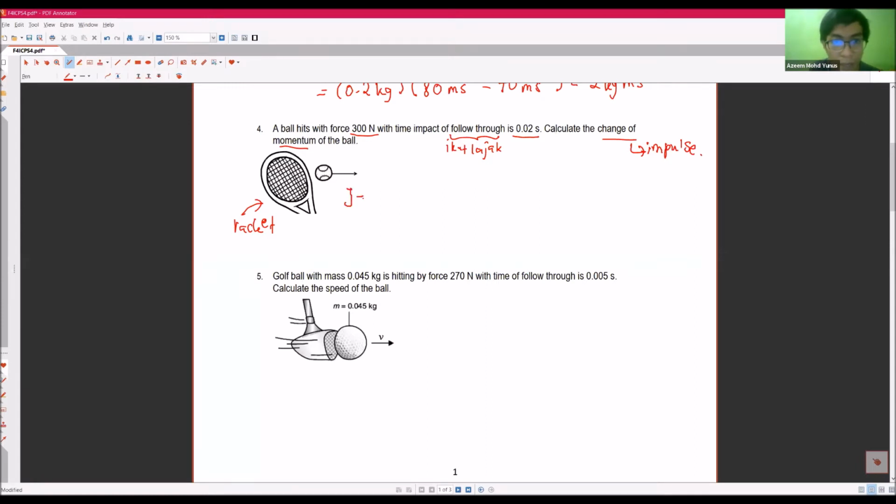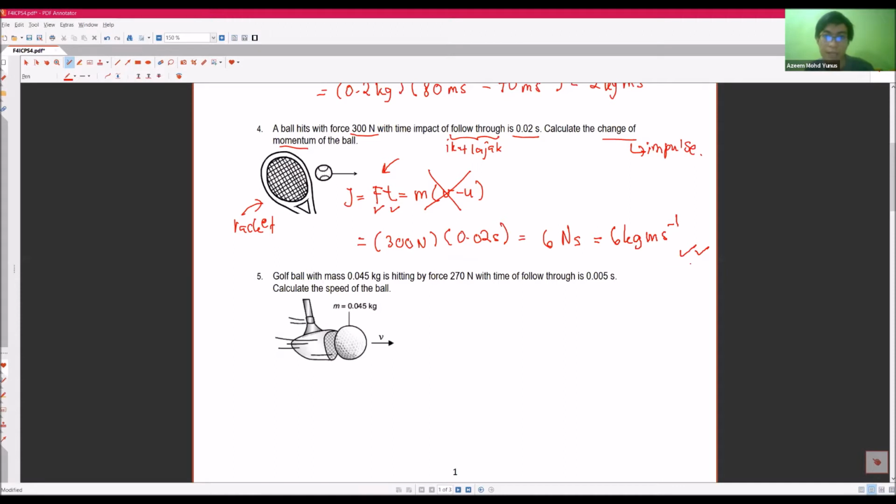Okay, let's write down the formula. J equal to Ft equal to mv minus mu. We cannot use the normal formula here, but we will use Ft because we're given the force and the time of impact. The force is 300 Newton. The time of impact is 0.02 seconds. When we plug that into our calculator, we will get 6 Newton second. Just combine the two units. Also, we can write it as kg m s^-1. Either is fine, it doesn't matter here because both units are equivalent.